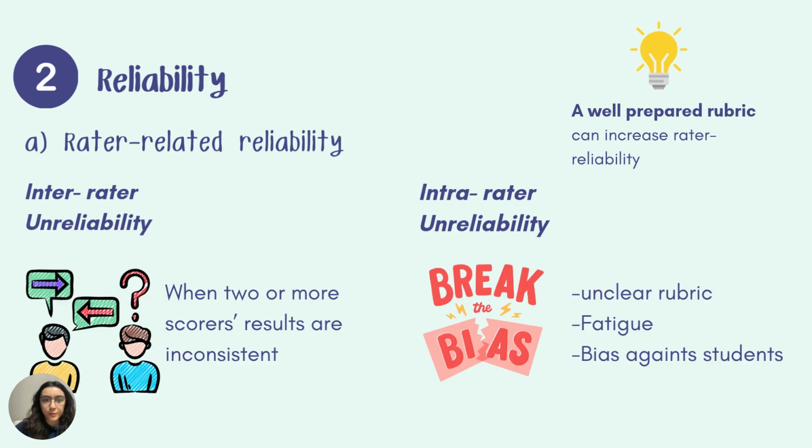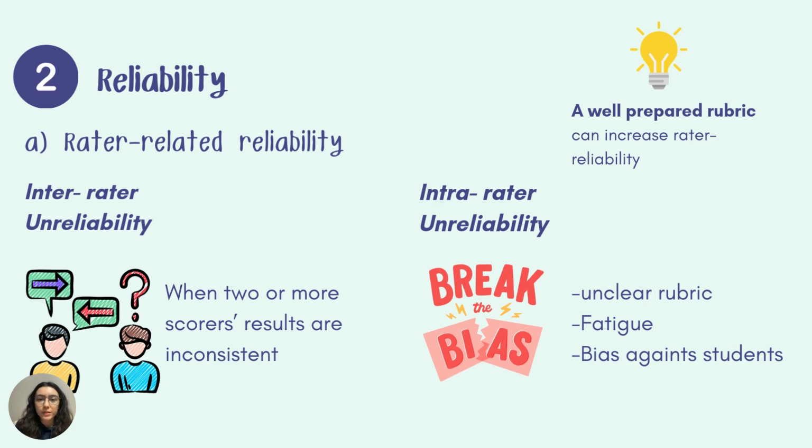The next one is rater-related reliability. So we have two types of these. One is inter-rater and the other is intra-rater. Inter-rater is when two raters rate the exam and they have inconsistent results. So their results are different. One of the teachers is giving 80 and the other is giving 70, for example.